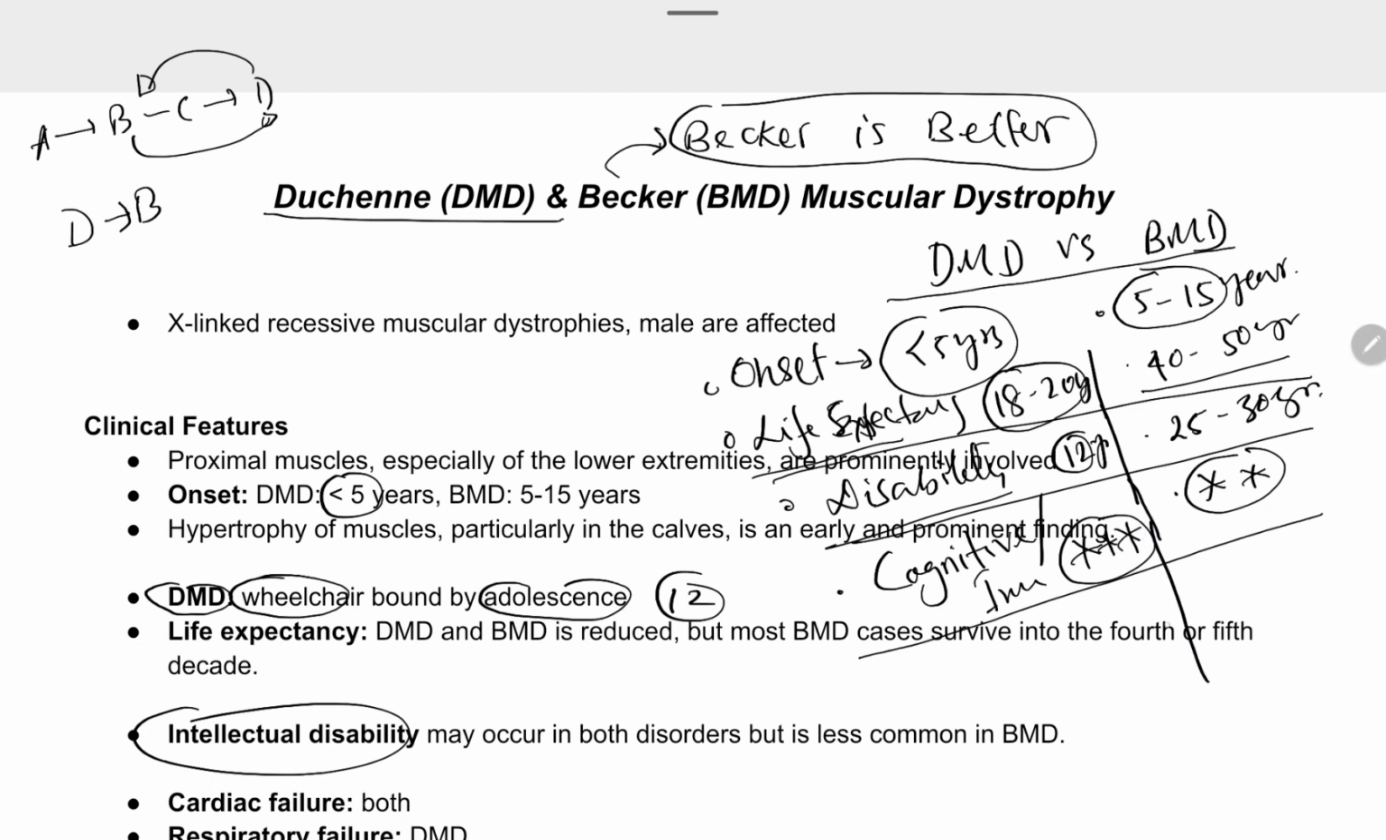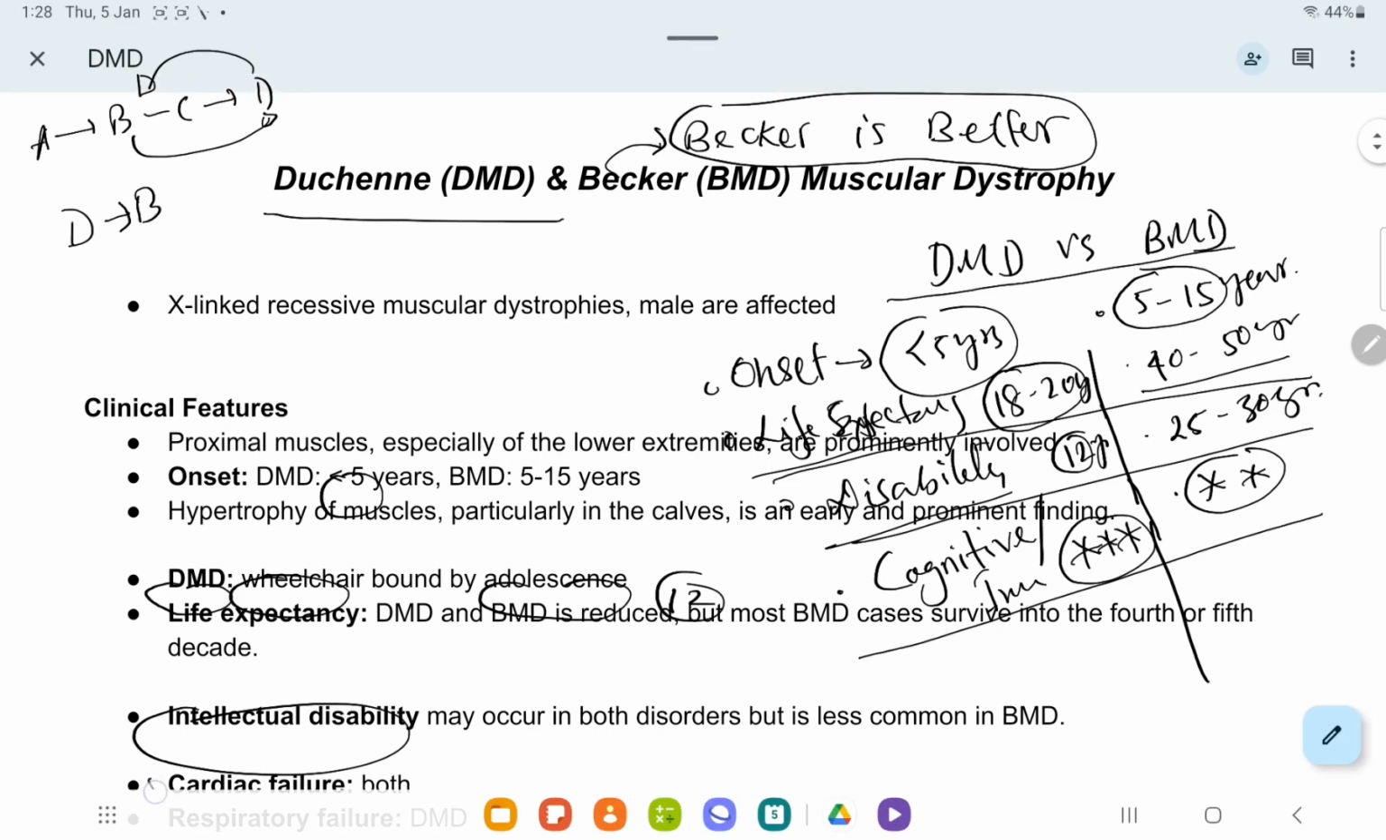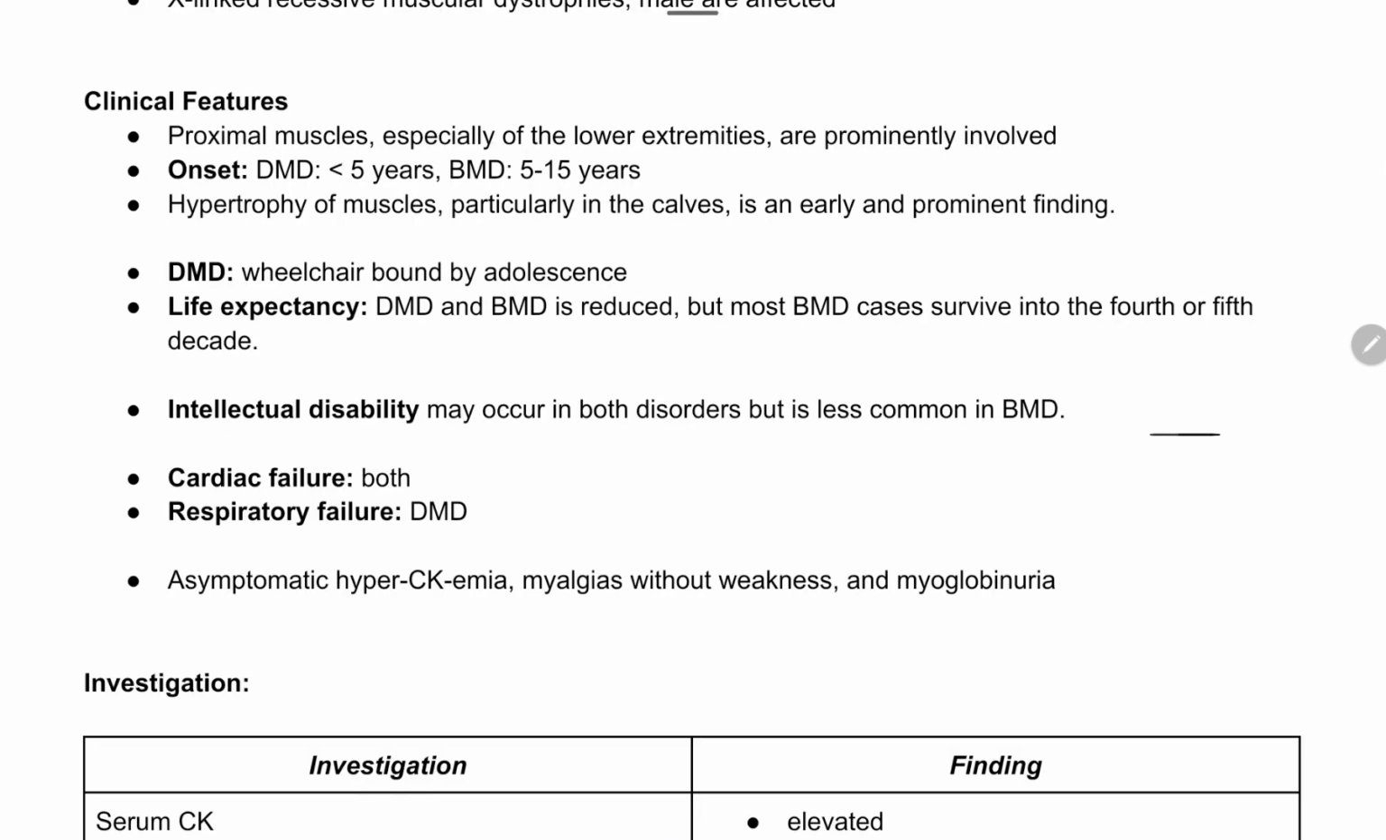Now, the next point, of course, it is not actually a differentiating point: cardiac failure. Both... next again, DMD and BMD.